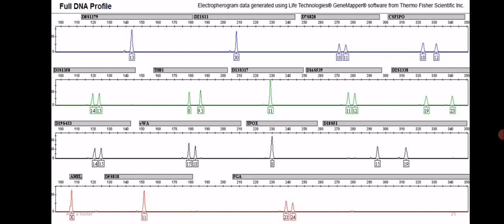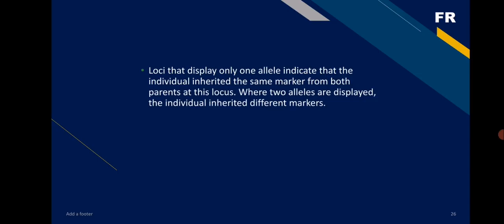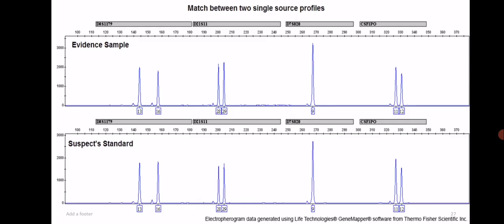This is the full DNA profile electropherogram data generated. Loci that display only one allele indicate that the individual inherited the same markers from both parents. At this locus, where two alleles are displayed, the individual inherited different markers. This electropherogram displays a match between two single source profiles. One is the evidence sample and the other one is the suspect standard.